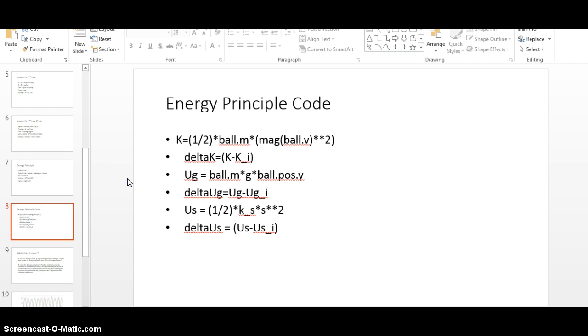Now let's focus on the code used for the energy principle. So these lines here represent the updated kinetic energy, which are compared to the initial energies calculated outside of the loop. But this is the code represented inside the loop. We use these lines of code to find K, delta UG, delta US, which are then summed up to find the total change in energy.